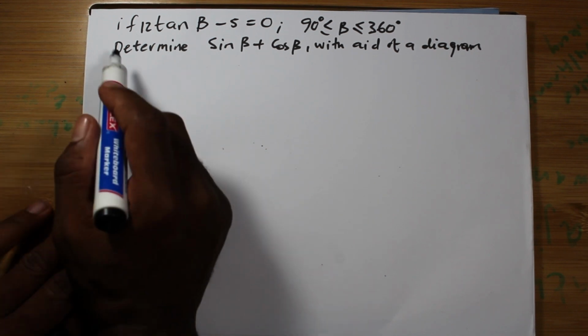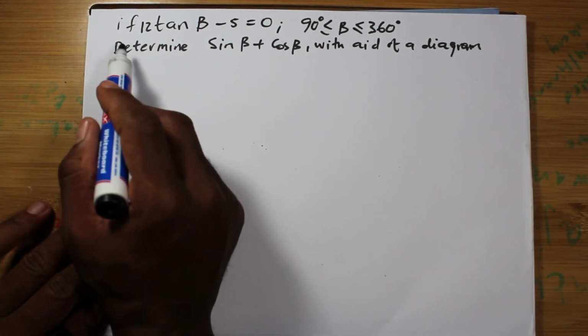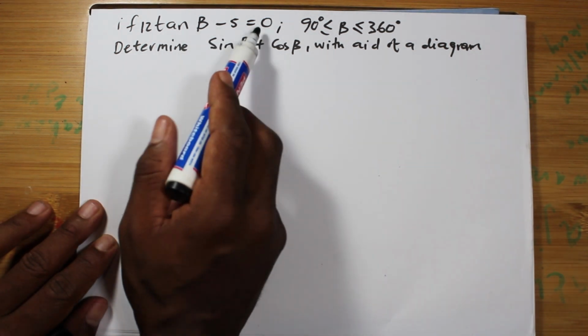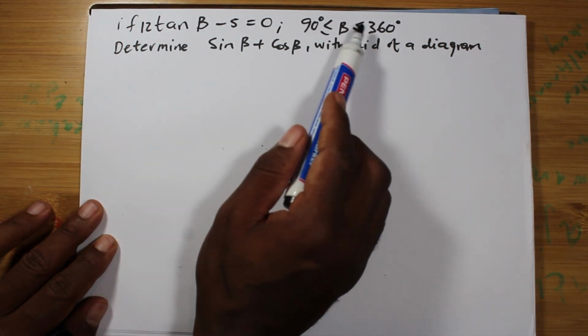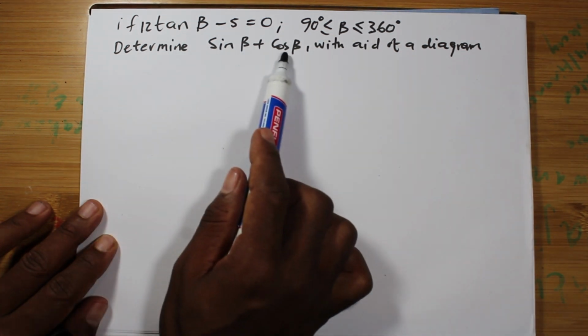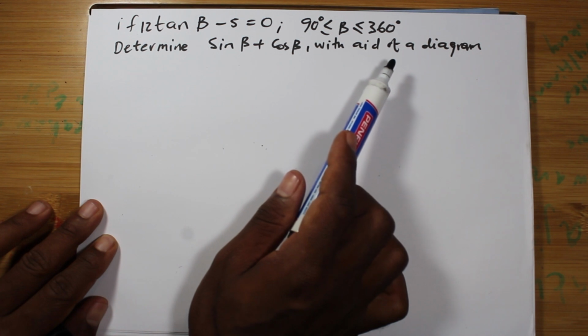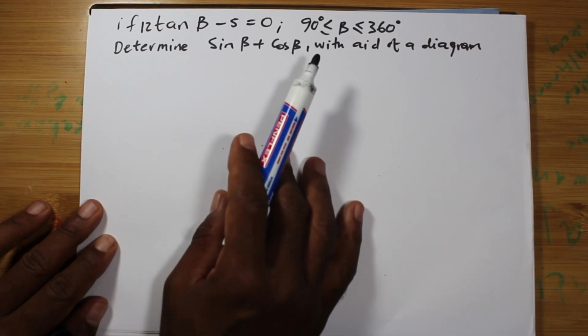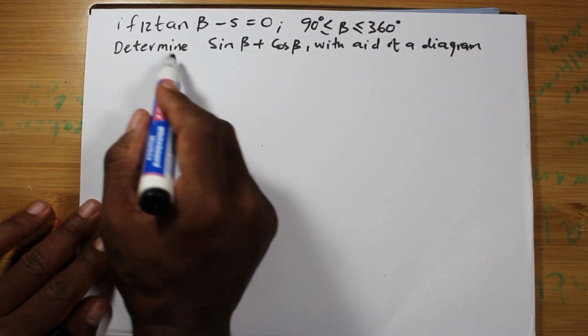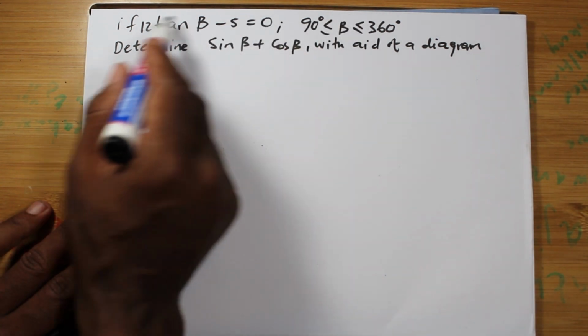A question comes and says, if 12 tan b minus 5 equals 0, and b is between 90 and 360, determine sine b plus cos b with the aid of a diagram. Questions like these are normally asking you not to use a calculator. It might be helpful to use a calculator though. But first, let's focus on the condition right here on top.